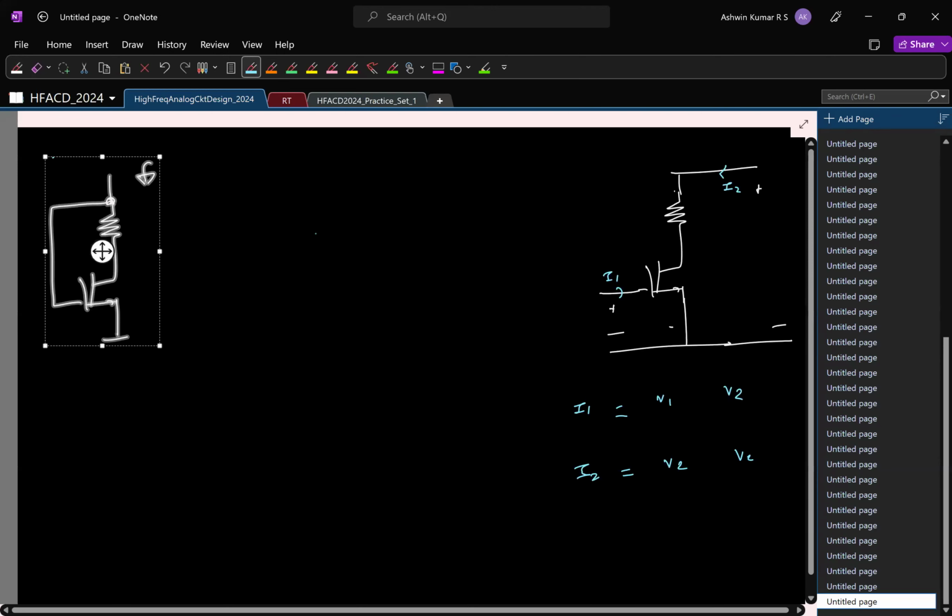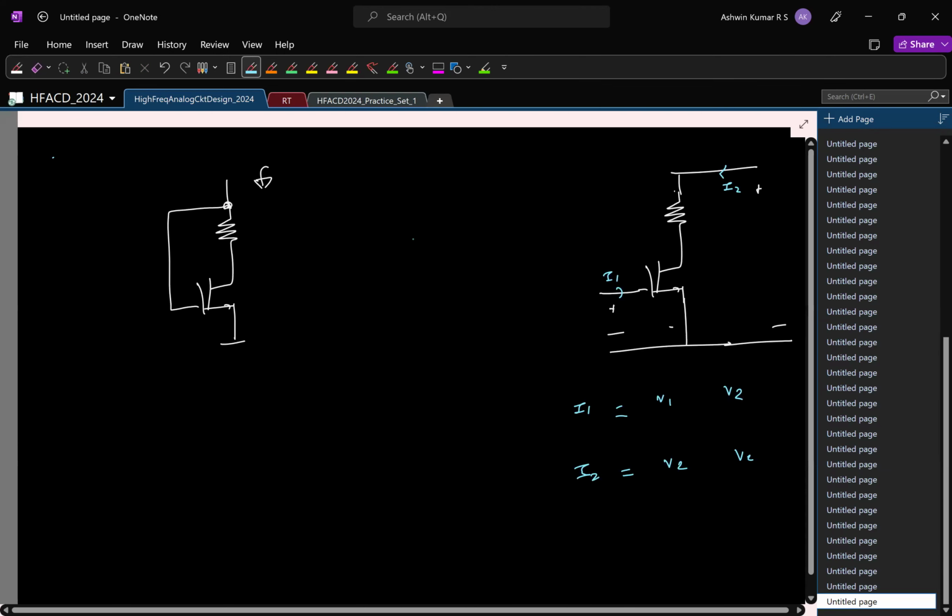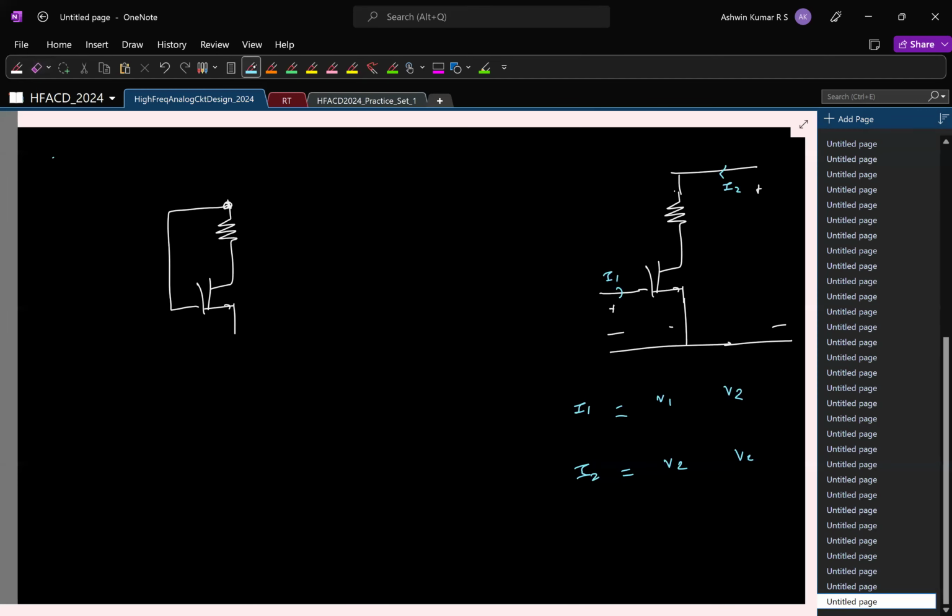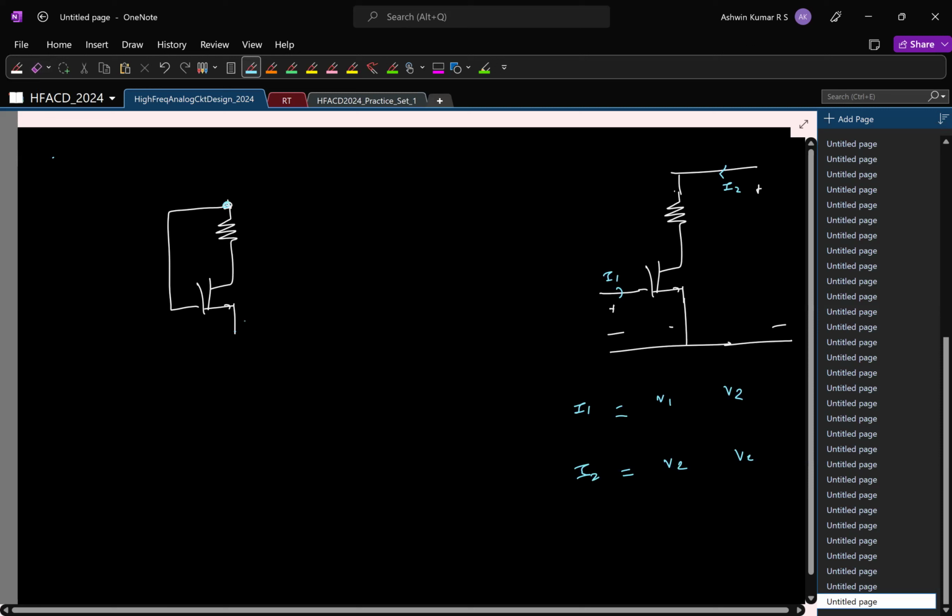So now I make this connection. How many terminals do I have? So how many port network is it? For a 1-port network, how many parameters do I need to characterize it? It's a 1-port network.